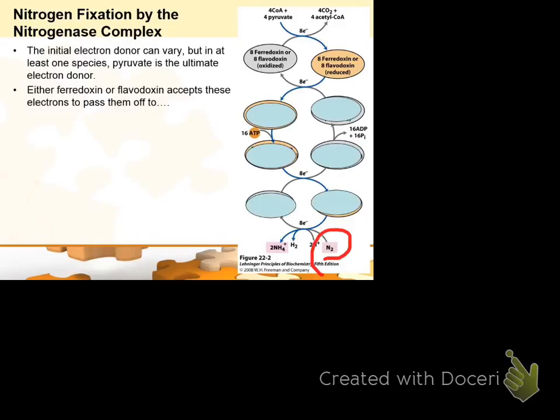so I mean, because it's going to break down the N2 to ammonium, well, essentially ammonia, but ammonium, which can be utilized by other organisms. And it does so really at the expense of pyruvate and acetyl-CoA to acetyl-CoA, similar to what we've seen in the past. So if we look there, we can see where the pyruvate gets broken down to acetyl-CoA and carbon dioxide.